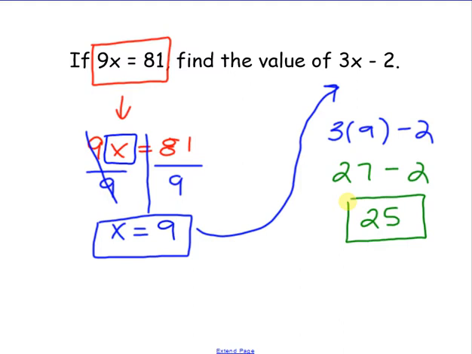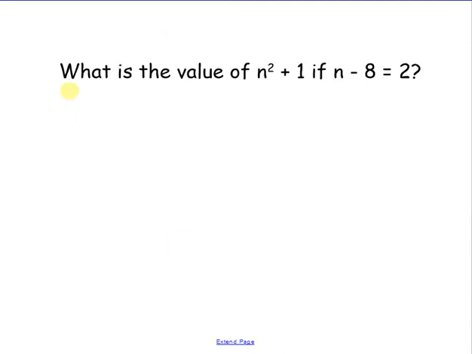Okay? It's multiple steps. All right, let's try this one. What is the value of n to the second power plus 1 if n minus 8 equals 22? Look at both of the mathematical sentences. Which one has the equal sign? Does this one have an equal sign? No. Does this one? Yes. Put a box around it. Solve this one first. n minus 8 equals 22.